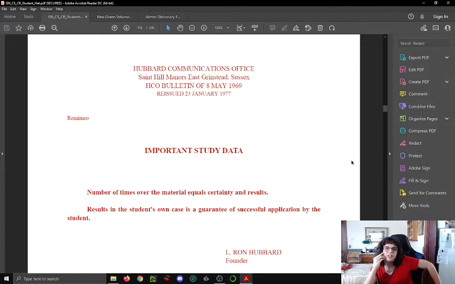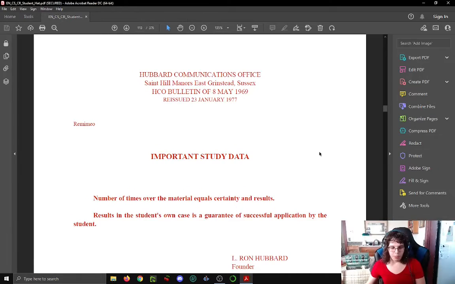All right, we have a bulletin of the 8th of May, 1969, reissued the 23rd of January, 77. Important study data. Number of times over the materials equals certainty in results. Results in the student's own case is a guarantee of successful application by the student. The more you go over, the better you are. So if the student is improving in his own auditing case, then there's successful application. But how does the student's own auditing case gain means successful application? I don't understand how that goes from point A to point B. Like, Hubbard's logic doesn't make sense to me. But anyway.